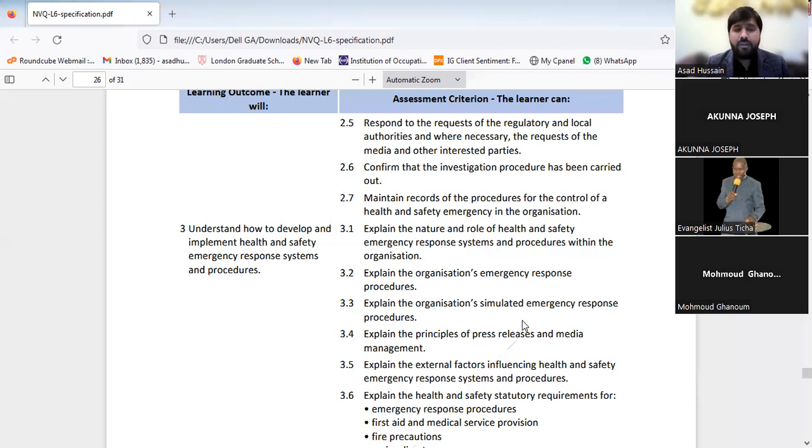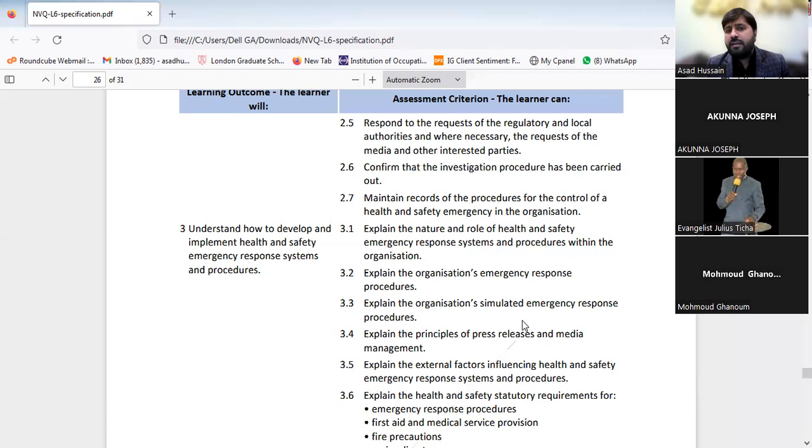Now 2.6: confirm that the investigation procedure has been carried out. How would the causes of an emergency be investigated? For this purpose, whatever accident investigation policies and procedures you have in your organization, you have to explain that, because you do remember that in case of any emergency or accident, it is a regulatory requirement, and an organizational requirement too, that we conduct an investigation after some type of emergency or accident happens in the workplace.